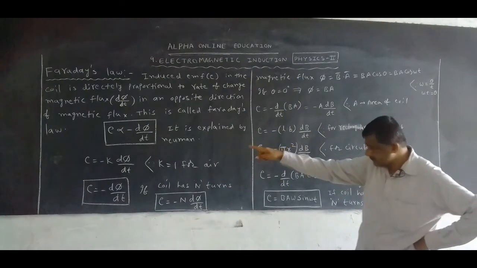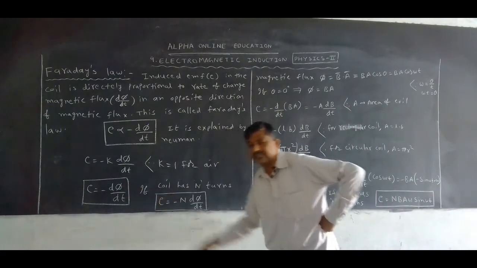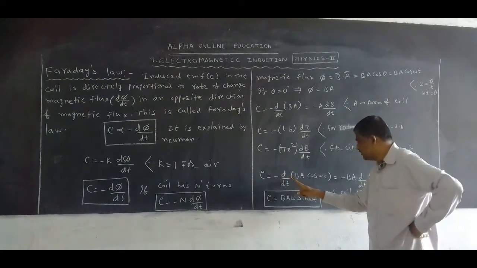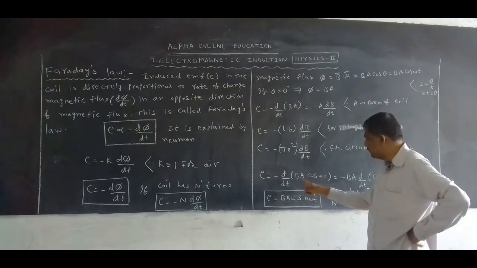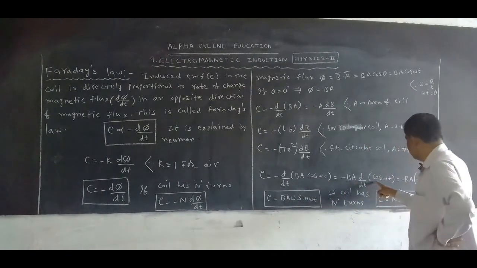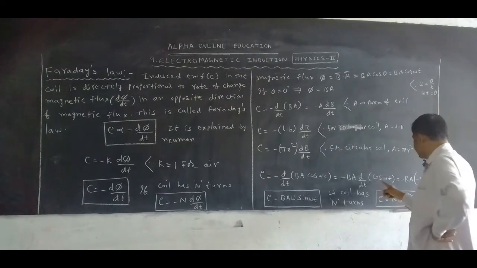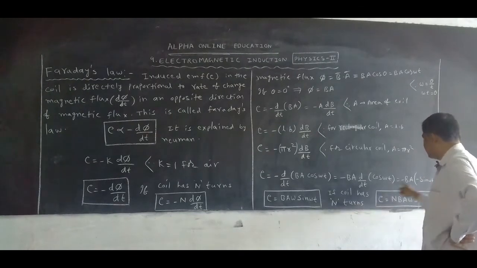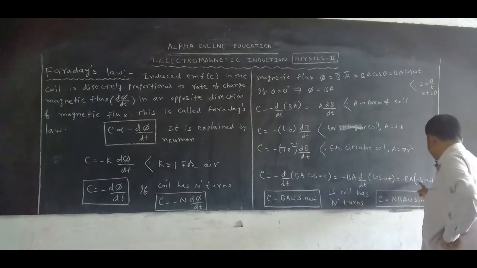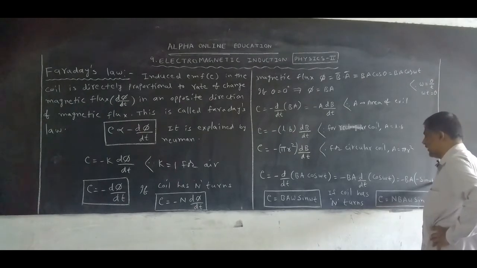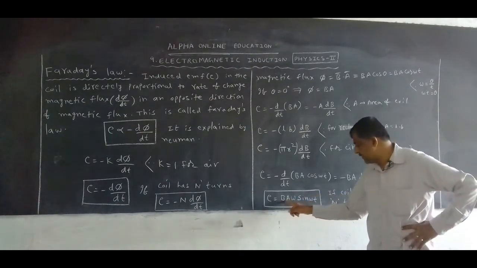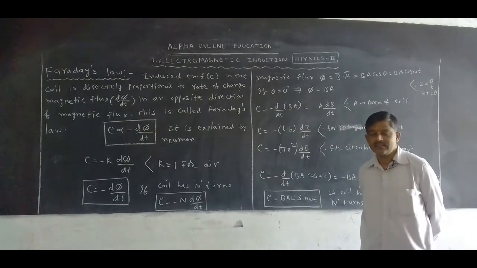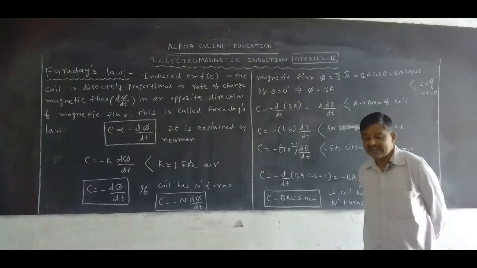Now E is equal to minus d phi by dt. We can write phi also like this: phi is equal to BA cos omega t. Taking B and A as common, cos omega t is differentiated. Differentiation of cos omega t is minus sin omega t into omega. So the equation is E is equal to BA omega sin omega t. It is another mathematical form of Faraday's law.